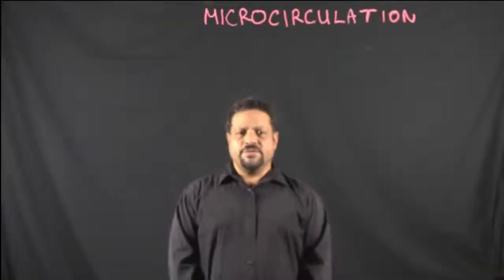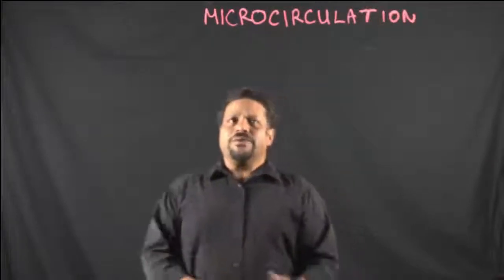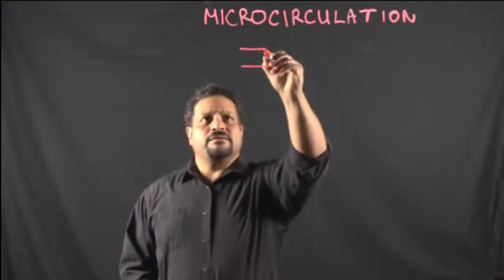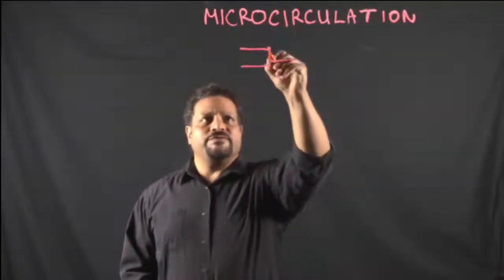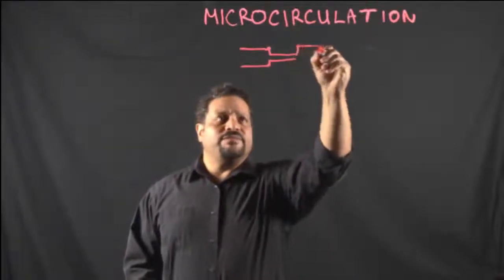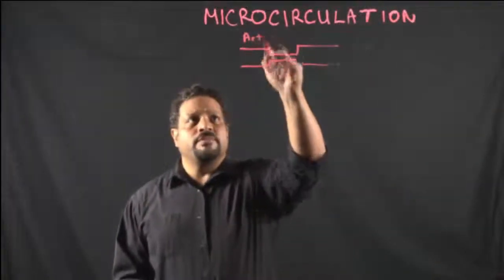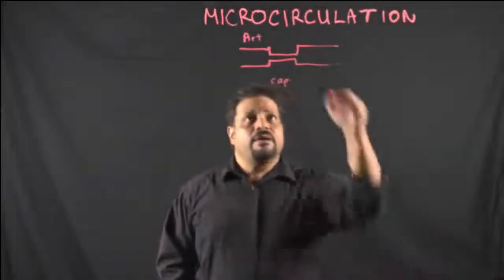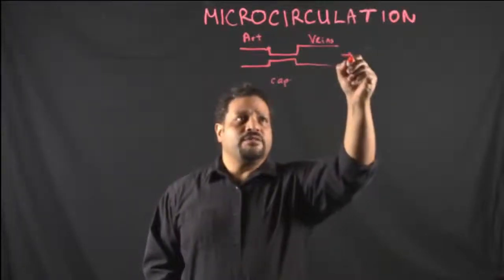Hello. Today what we're going to talk about is microcirculation. What we have is the artery coming in like that, then you have the resistance arterioles diagrammatically, then we have capillaries, then we have the veins. So here's the artery, here's the capillaries, and here's the veins. And the blood flows this way.